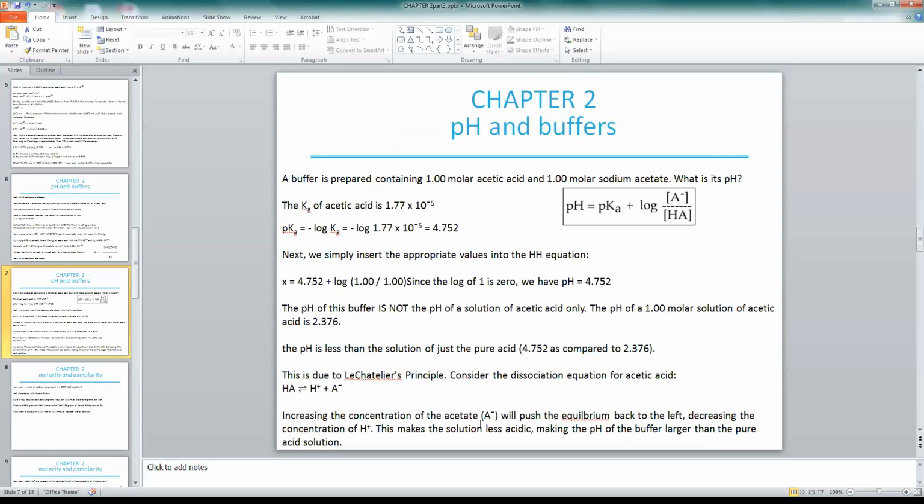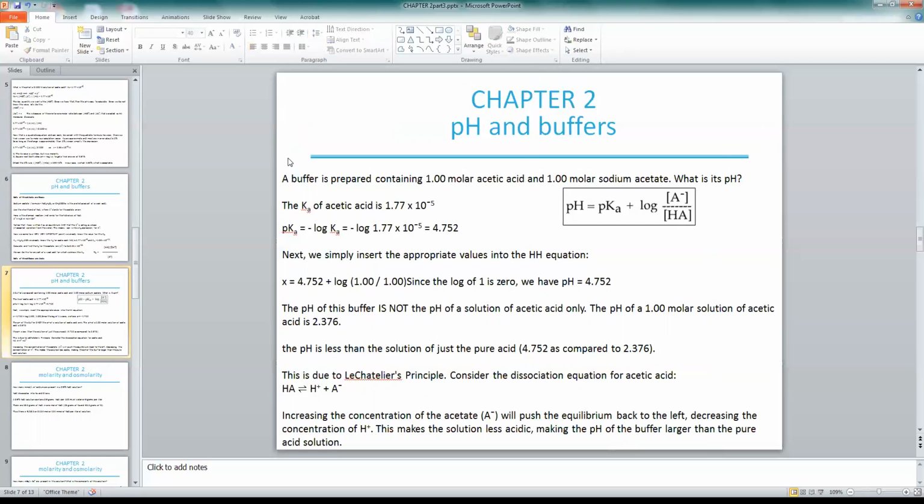So if we look at the dissociation equation for acetic acid, we understand now that increasing the concentration of the acetate pushes the equilibrium back to the left. That means that's decreasing the concentration of H+. That's going to make the solution less acidic, making the pH of the buffer larger than the pure acid solution.